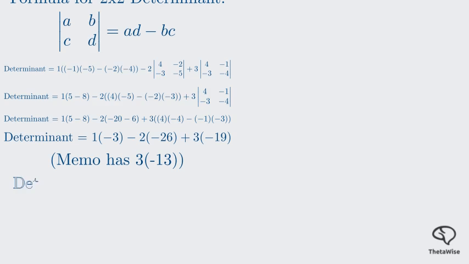1 times -3 is -3. -2 times -26 is positive 52.